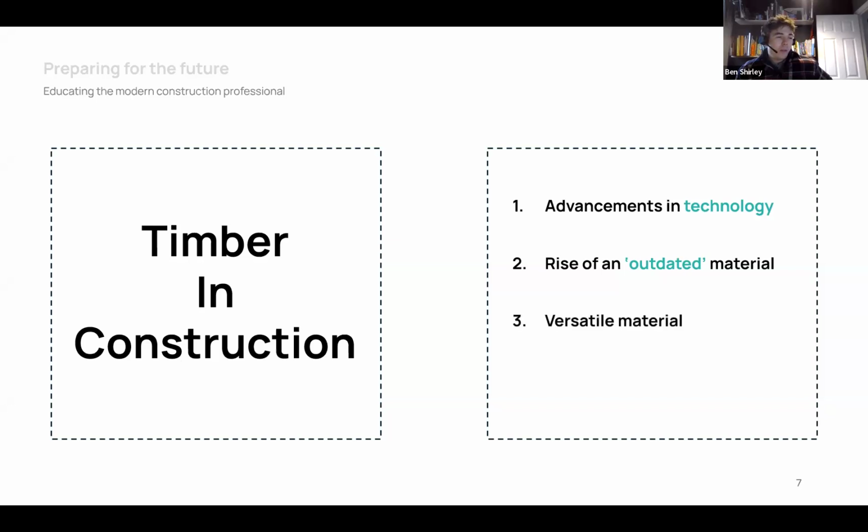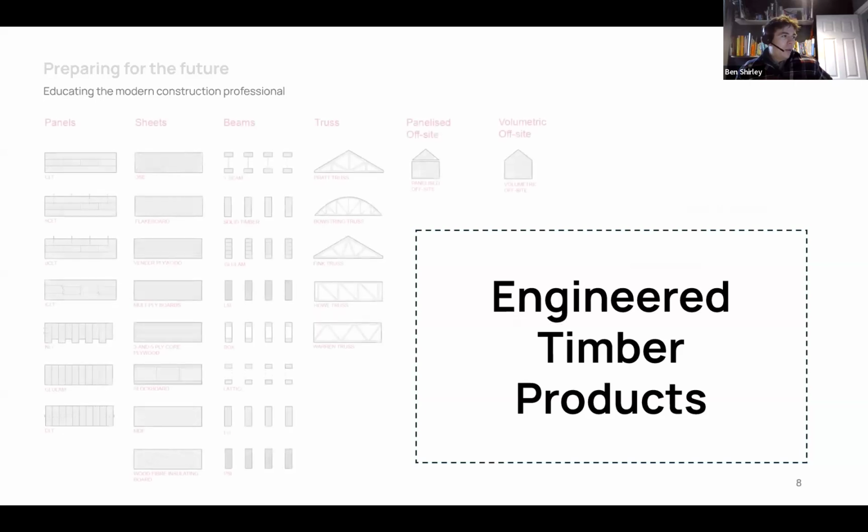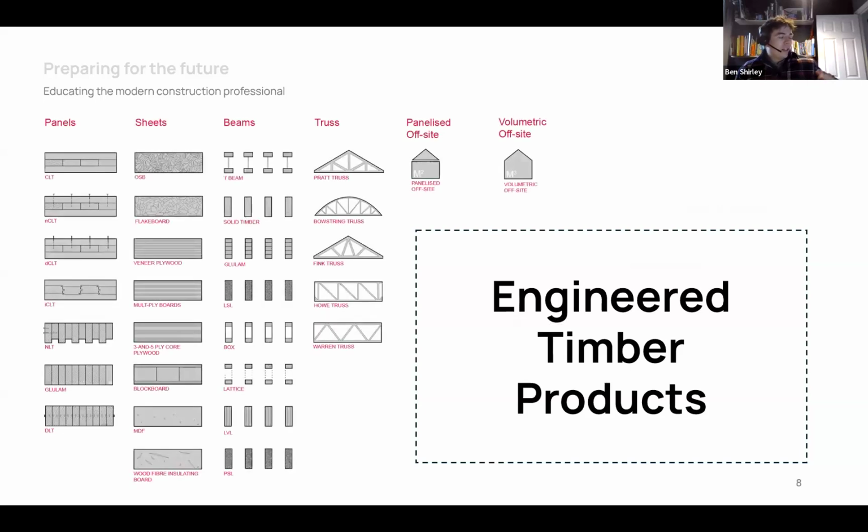It's versatile, of course, but you can see that through the presentations we've seen just now, used both for structural and for cladding purposes, and of course for aesthetics. And ultimately, if properly managed and properly harvested, it's sustainable. All this to say, we have a selection of engineered timber products that we can use today, from panels, sheets, beams, and trusses placed into panelized or volumetric construction, which is all very well and good.